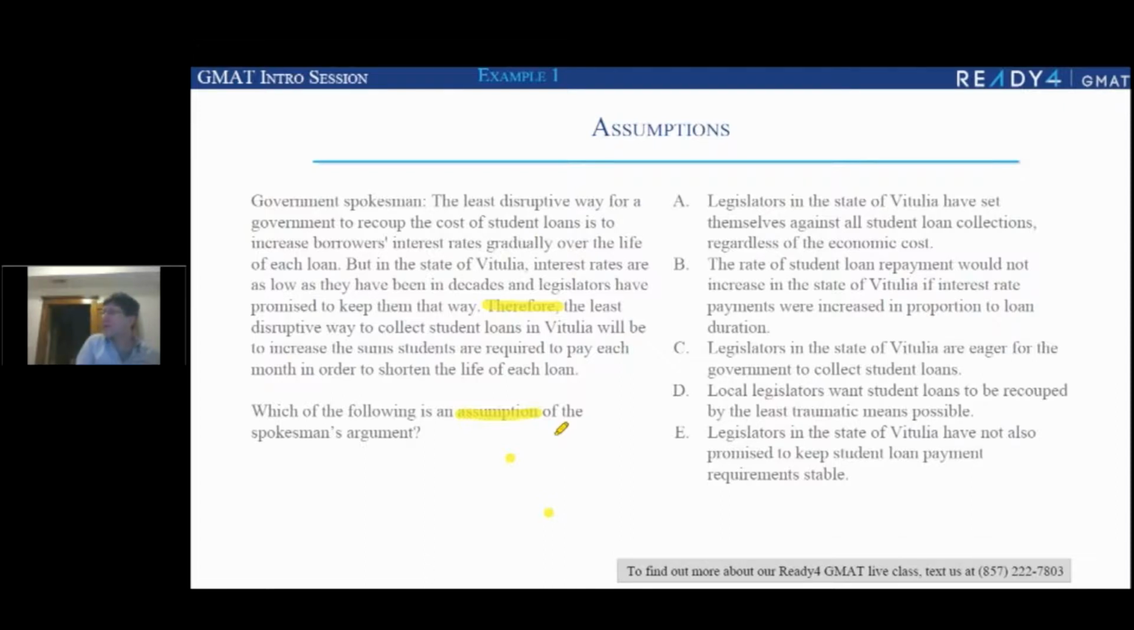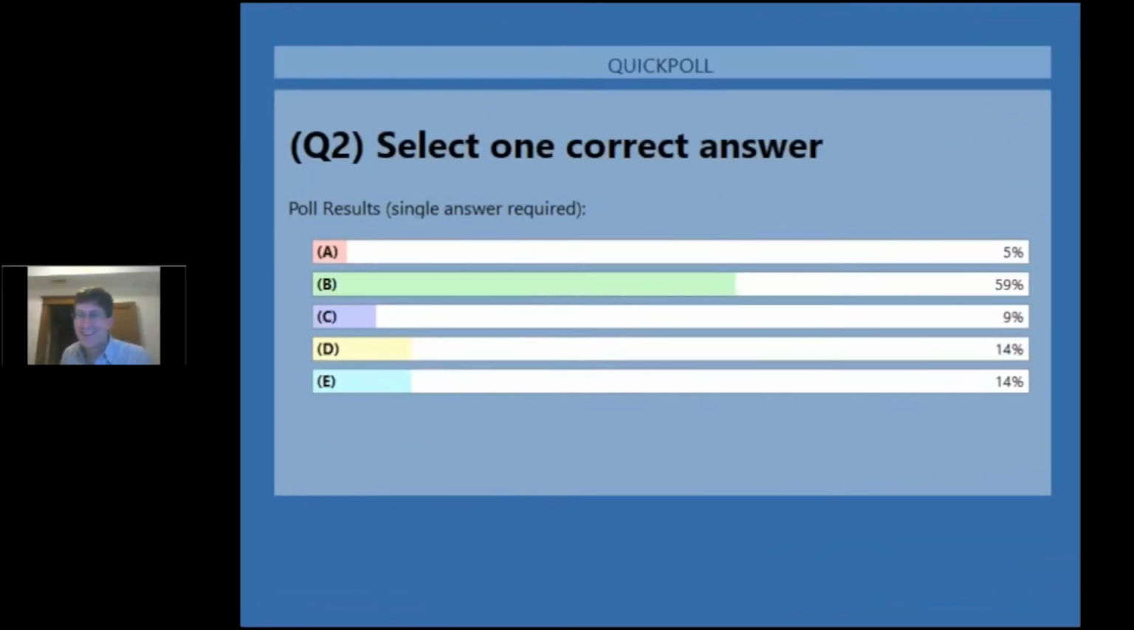Okay, so what I'm going to do now is I'm going to give you guys about 1.5 minutes to try to work through the question, and just go ahead and pick the best answer. I'll put a poll up at the end. All right, so I got 59% for choice B, 14% for D, 14% for E, 9% for C, and 5% for A. Okay.